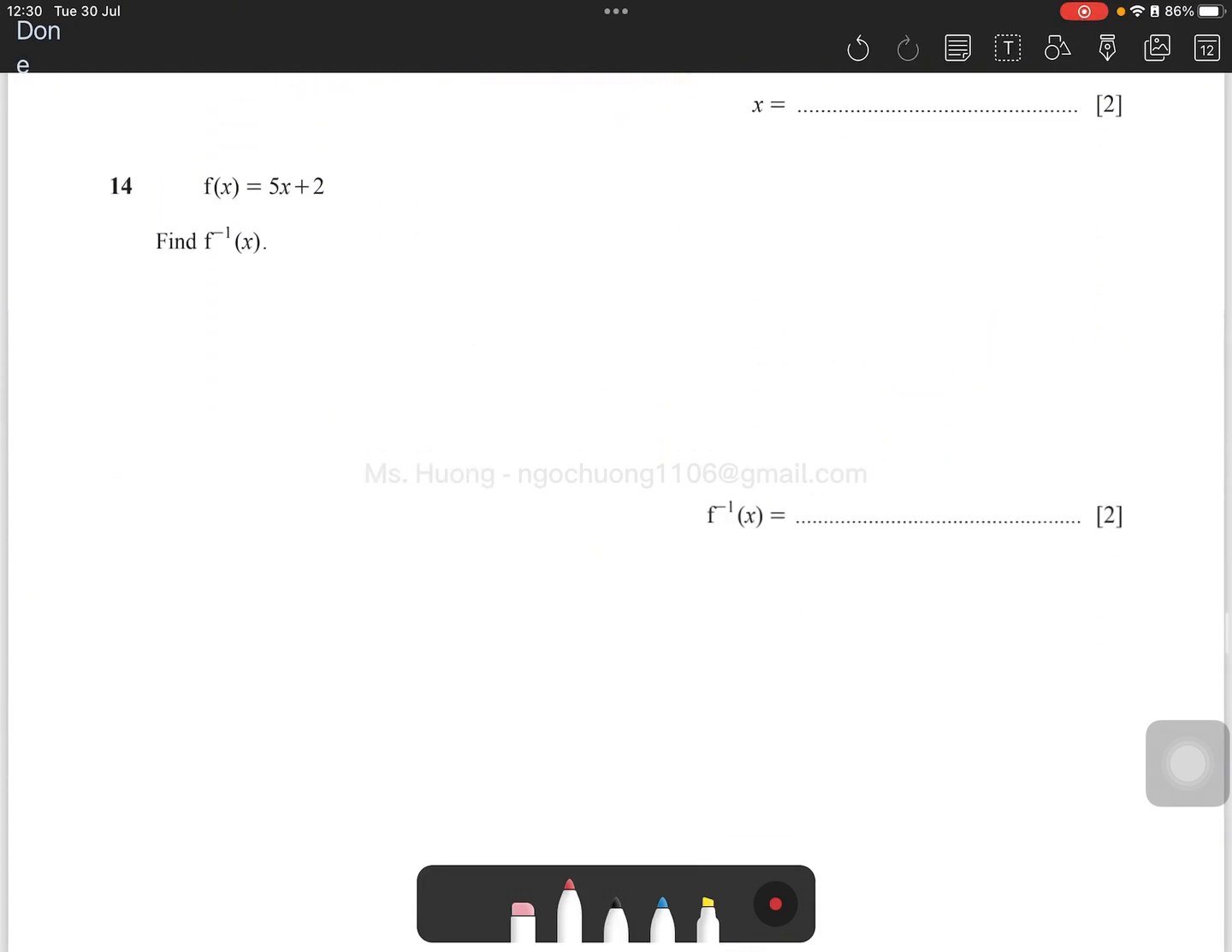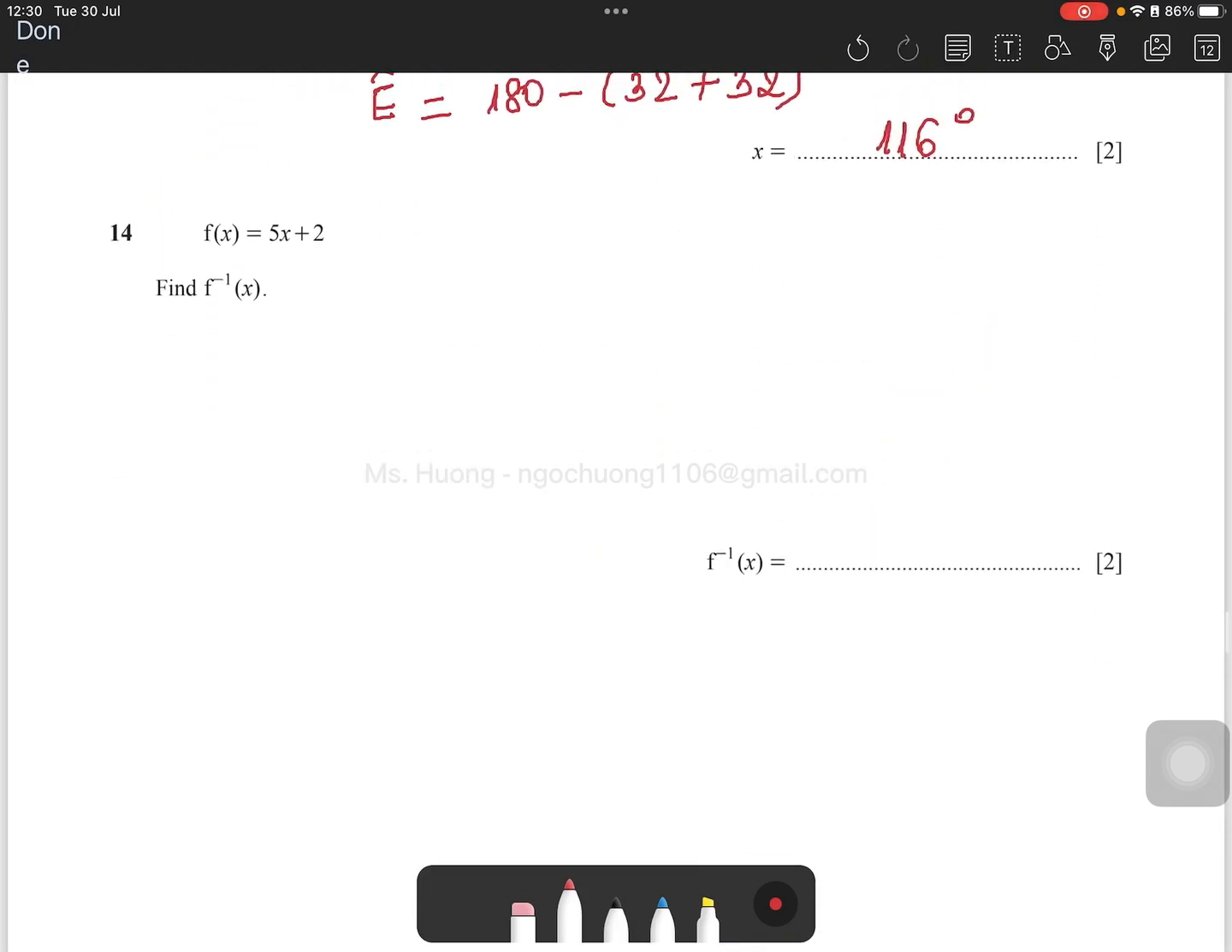Question 14. f of x is 5x plus 2. This means y equals 5x plus 2. Now we need to find the inverse function. To find the inverse function, we change x to y and we change y to x. So x equals 5y plus 2. Now we need to make y the subject.